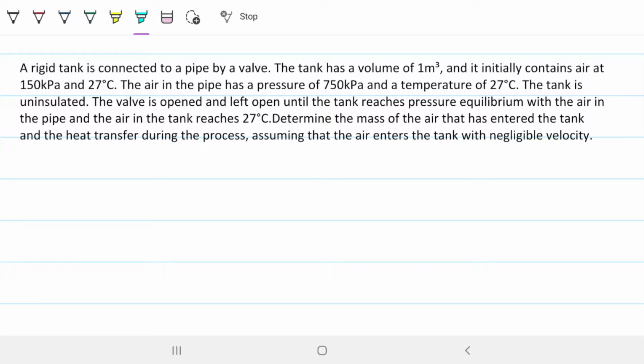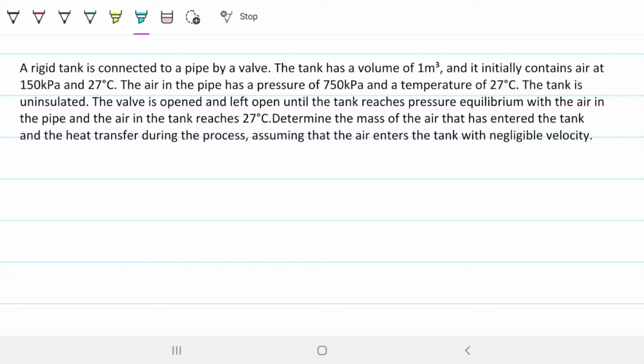Today we're tackling a transient problem, that is a problem that isn't steady state, we don't have steady flow, but we have an initial condition, a situation that happens during a certain amount of time, and then a final condition in which we need to account for that amount of time to be able to evaluate changes in energy and changes in mass.